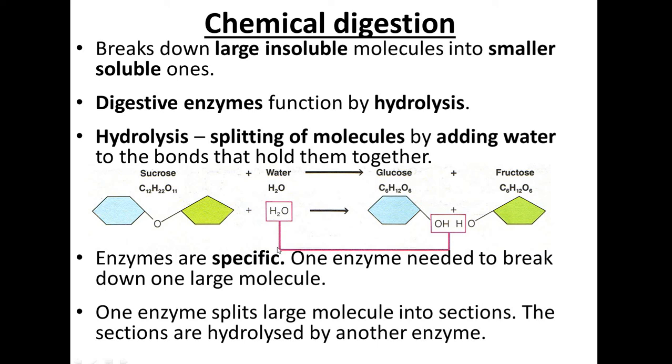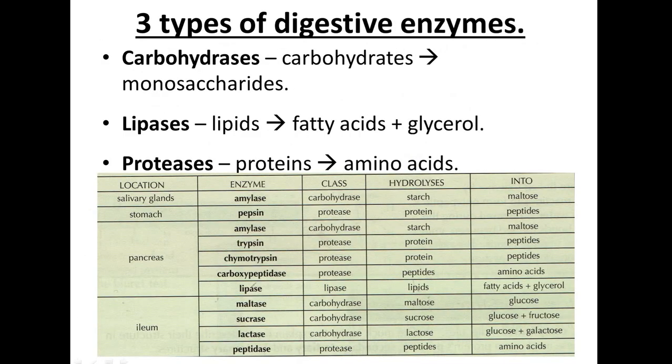Just to note that enzymes are very specific, so one type of enzyme will be needed to break down larger molecules, and another enzyme will split the large molecule into sections, and then the sections will be hydrolyzed by a different enzyme. So the three types of digestive enzymes are carbohydrases, which break down carbohydrates into monosaccharides, lipases, which break down lipids into fatty acids and glycerol, and proteases, which break down protein into amino acids.